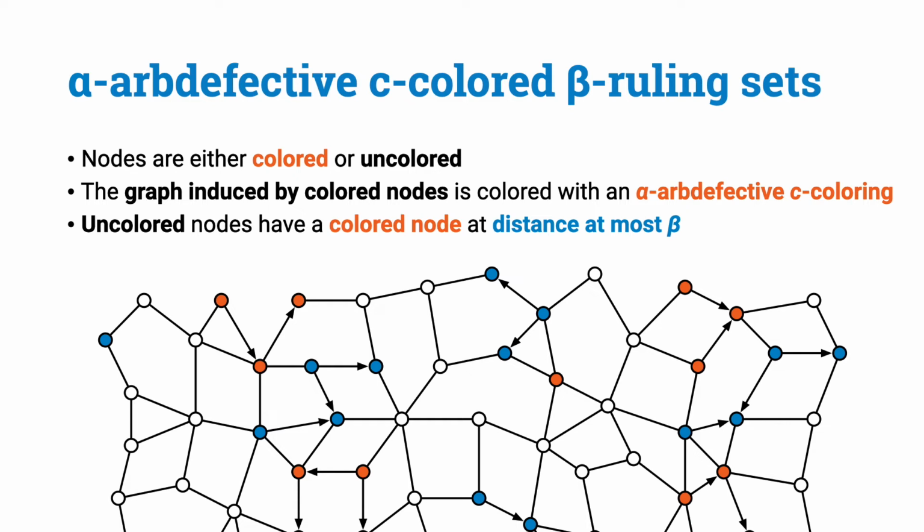Alpha-defective C-coloring just means that the nodes are colored, and some neighboring nodes may have the same color, and each subgraph induced by nodes of the same color must have its edges oriented such that the out-degree is at most alpha. For example, the picture shows a 2-defective 2-colored 2-ruling set. In fact, you can observe that every uncolored node, that is white nodes, have colored nodes at distance at most 2. And then you can see that the graph induced by red nodes has out-degree at most 2, and the same holds for blue nodes.